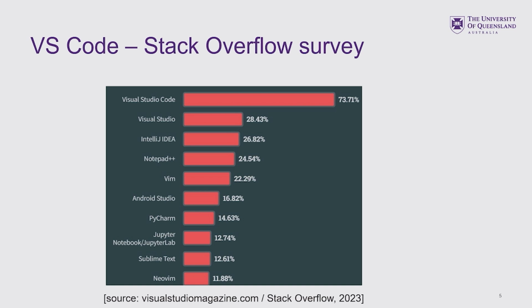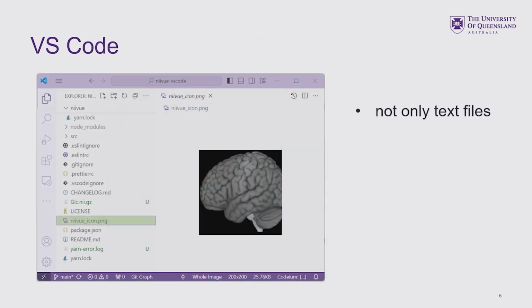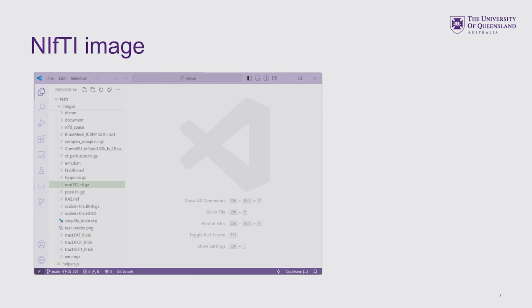Here's a Stack Overflow developer survey where vscode was by far the most common code editor in 2023. So why not try to build our own extension that helps us in our neuroimaging workflows? vscode already supports opening files that are not text files. So for example, here I selected a PNG file and it's rendered on the right side. That's already quite convenient, but it would be even better if we can select a NIfTI image and it's nicely shown on the right side. So we built an extension just to do that.